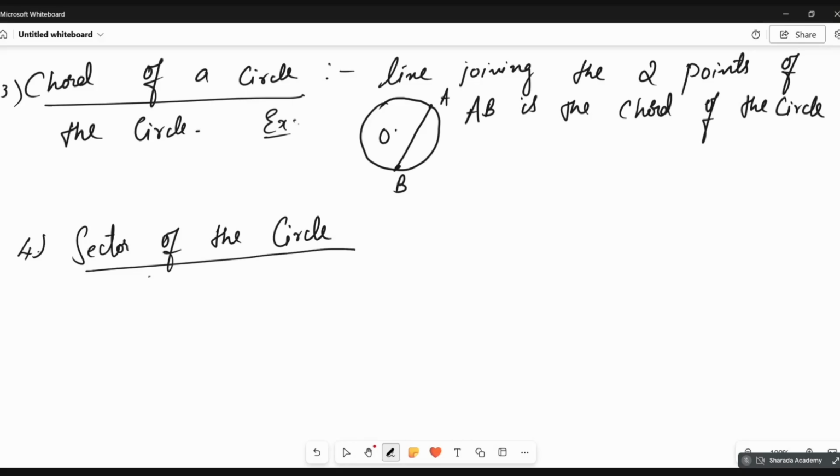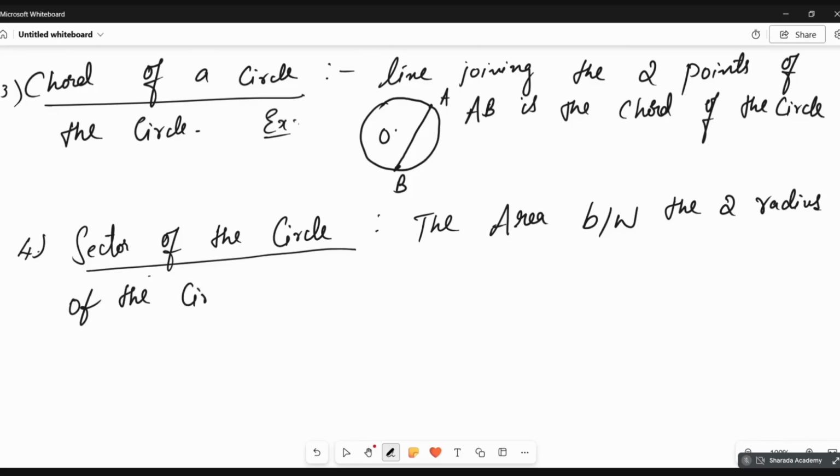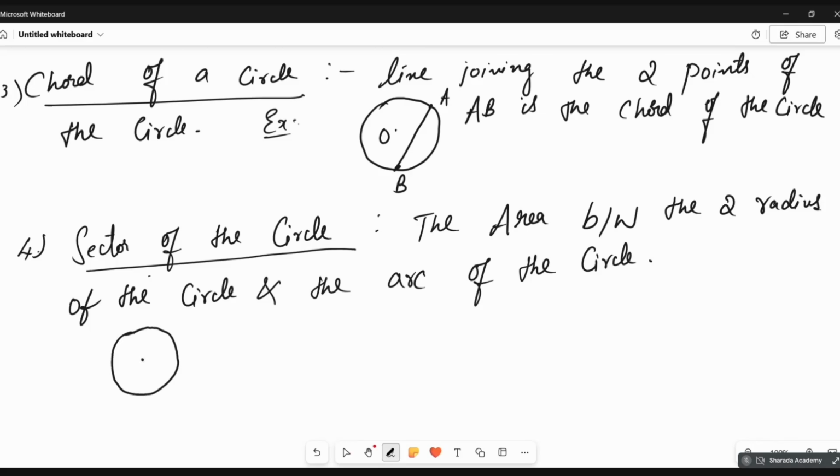Sector of the circle. Area between the two radii of the circle and the arc of the circle. So OAB is a sector.